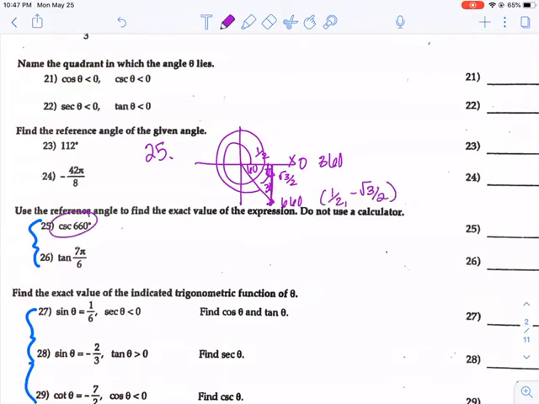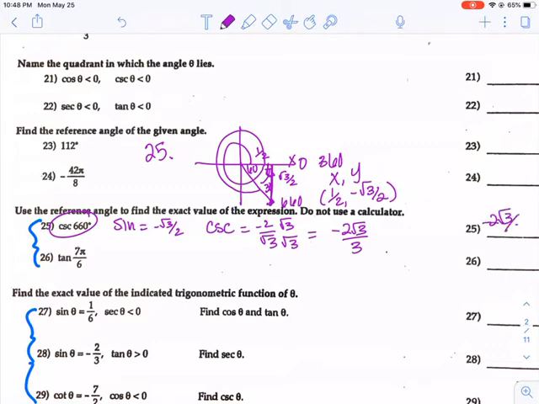You're looking for a cosecant. Cosecant is the reciprocal of sine. Your sine is your y value. So my sine is negative rad 3 over 2. So your cosecant, if we flip that, is negative 2 over rad 3. And then you want to rationalize. So rad 3 over rad 3, negative 2 rad 3 over 3 would be the answer for 25.